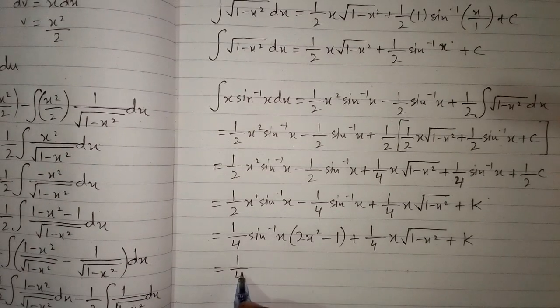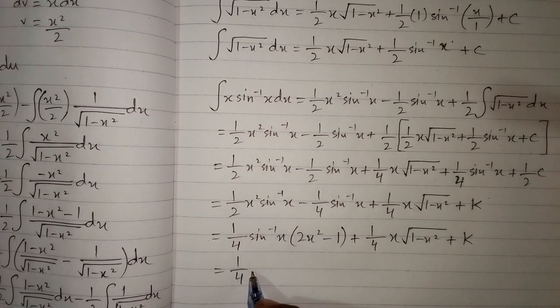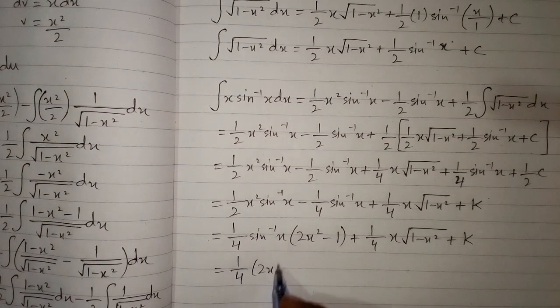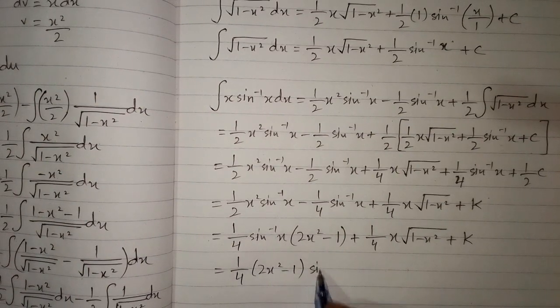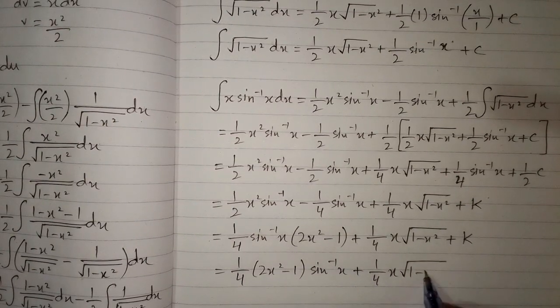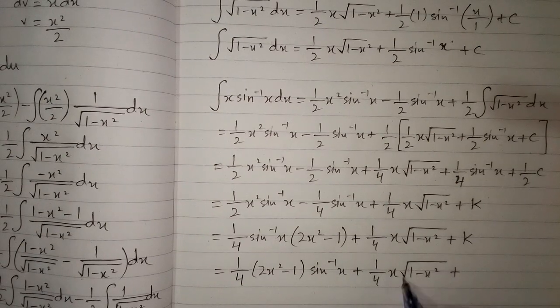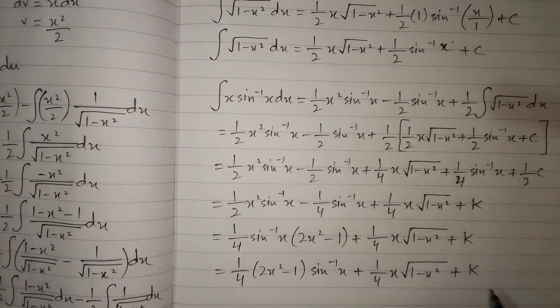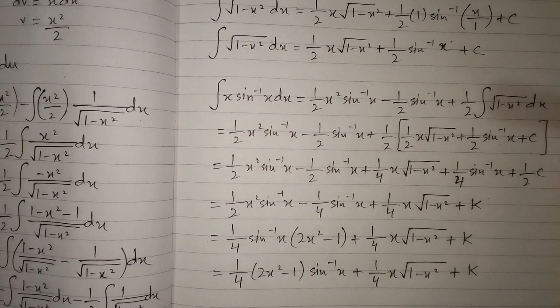and this can also be written as 1 upon 4 times 2x square minus 1 times inverse sine of x plus 1 upon 4 x times square root of 1 minus x square plus k, and this is the required answer.